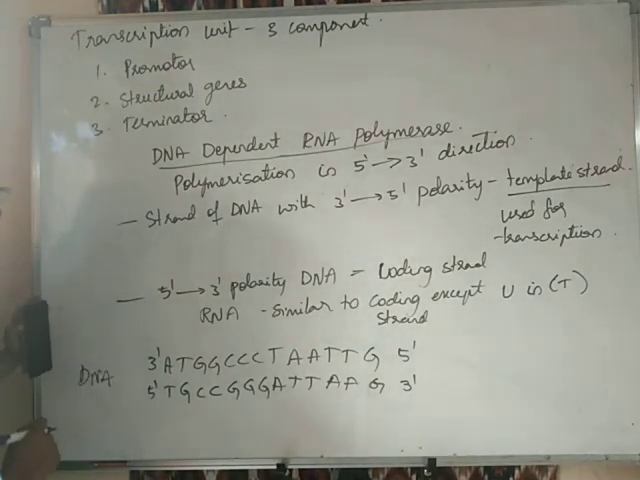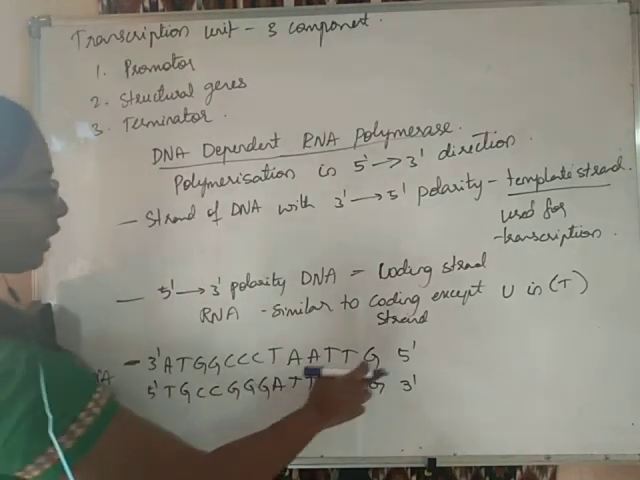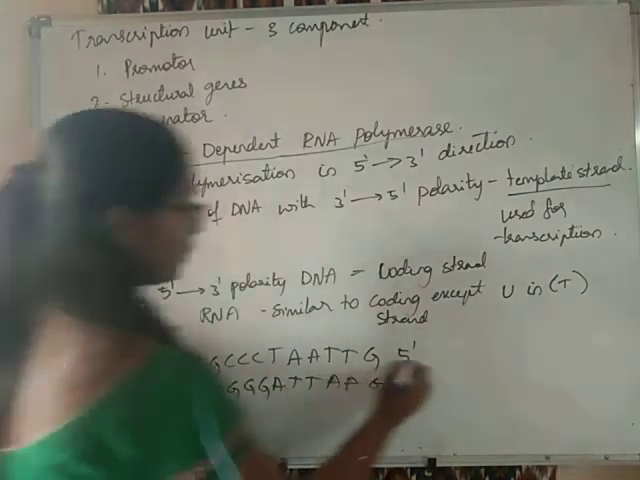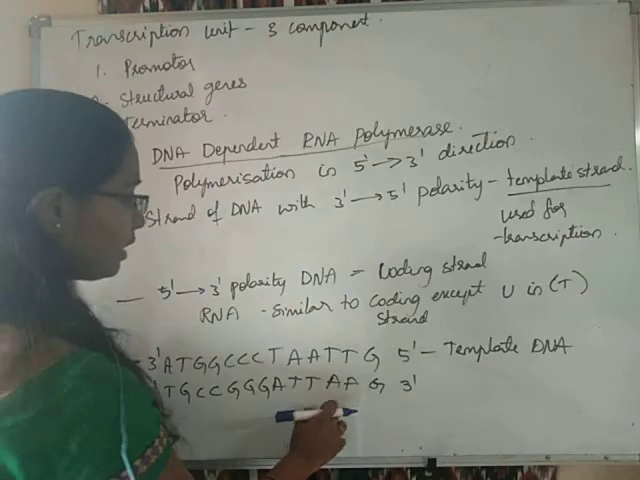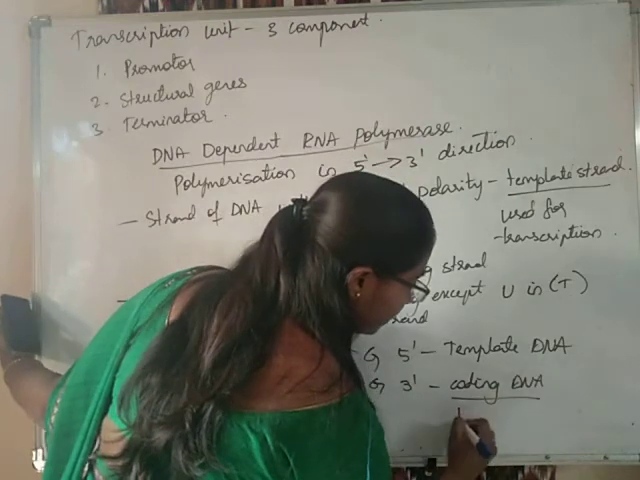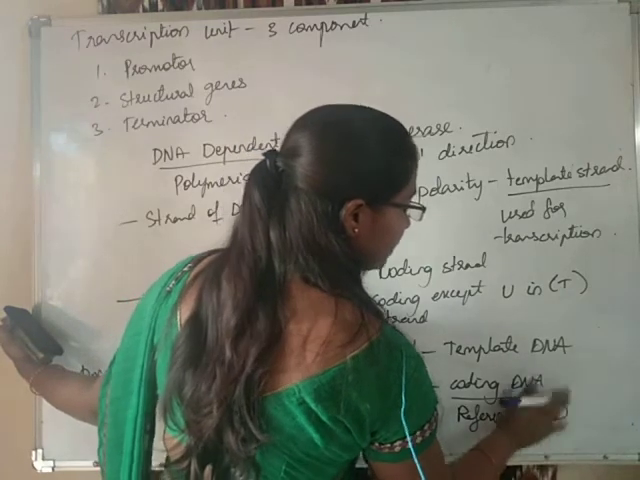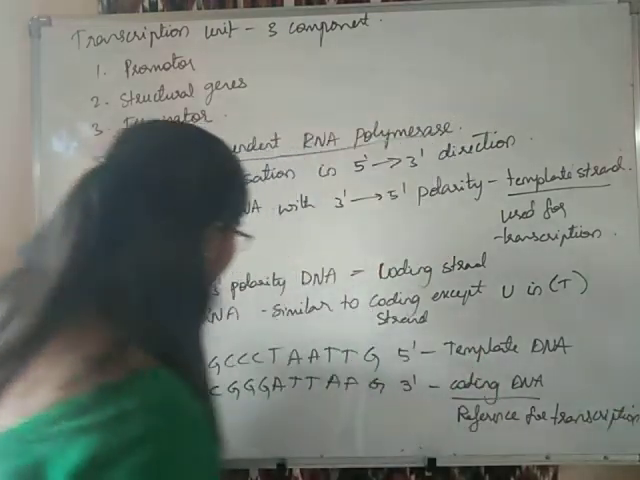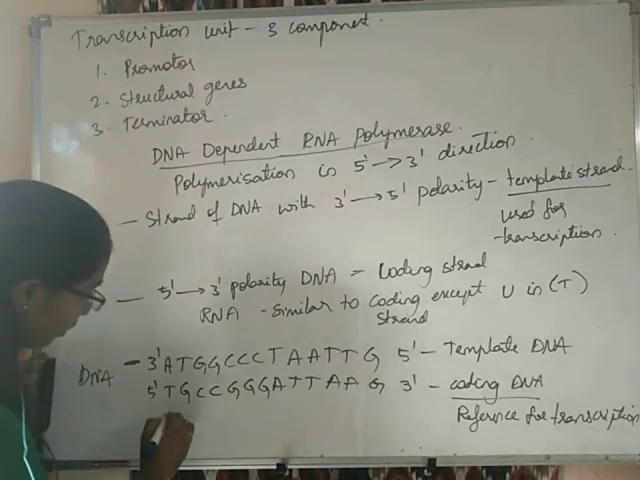Which strand of DNA is used for producing RNA? This first strand of DNA, which is in 3 to 5 direction, is useful for producing RNA. Using this as a template, this will be the template DNA, and the other one will be the coding DNA. Coding DNA is the reference DNA for transcription.